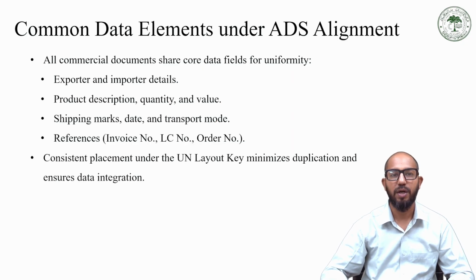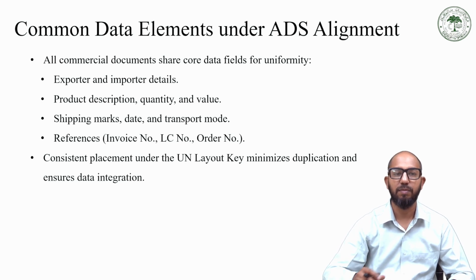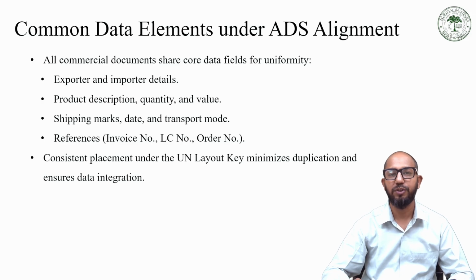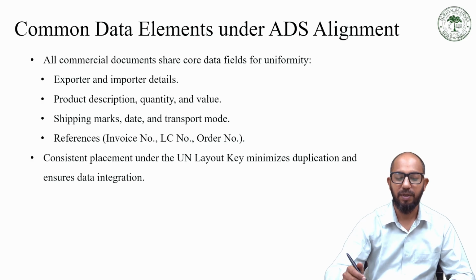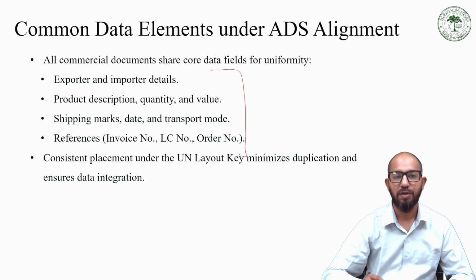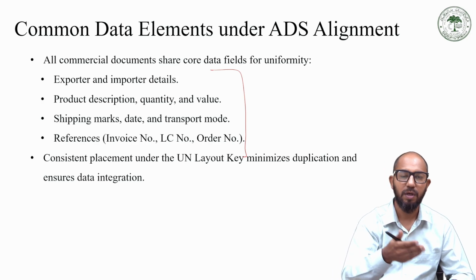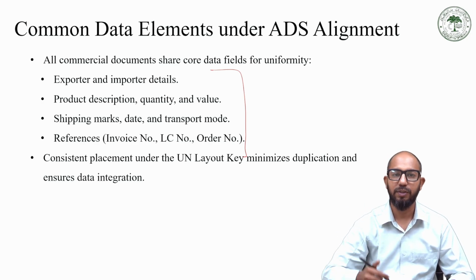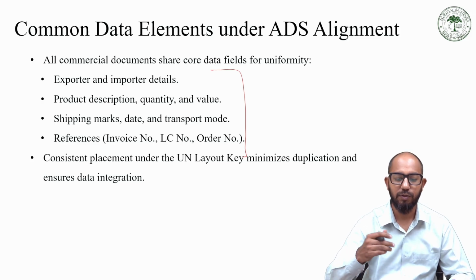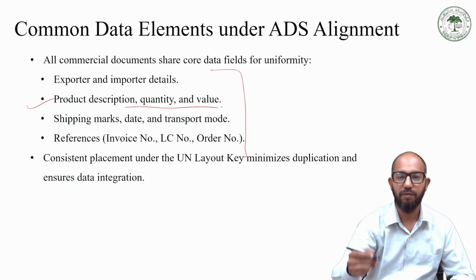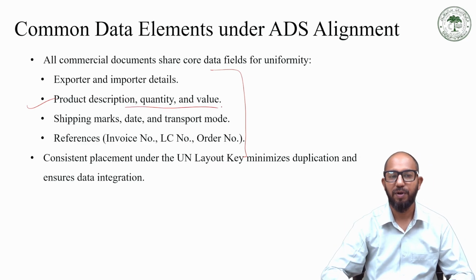Let us now try to identify the common data elements under the aligned documentation system, alignment with the commercial documents. All commercial documents share core data fields for uniformity. For example, exporter importer details. We have seen the samples, and in all the samples, the exporter and importer information was mentioned. Similarly, the quantity was mentioned, per unit price was mentioned. So, product description, quantity, and value was mentioned in all sample documents.